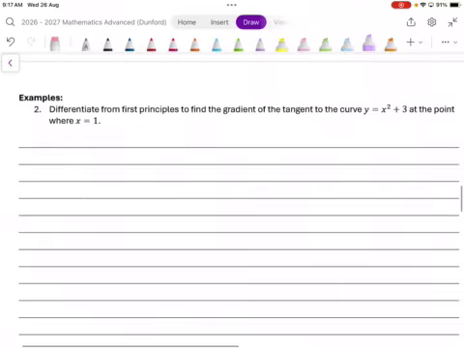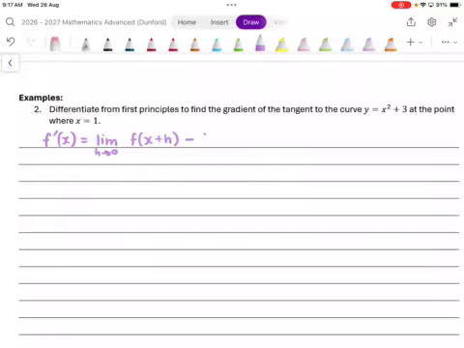So go to the next page for me, because we're going to go through our first example. I'm going to step it out very deliberately. The question asks us to differentiate from first principles to find the gradient of the tangent to the curve y equals x squared plus 3 at the point where x equals 1. So the first thing we want to write down is our differentiation from first principles formula, which is f dash x is equal to the limit as h approaches 0 of f(x + h) minus f(x) all over h.